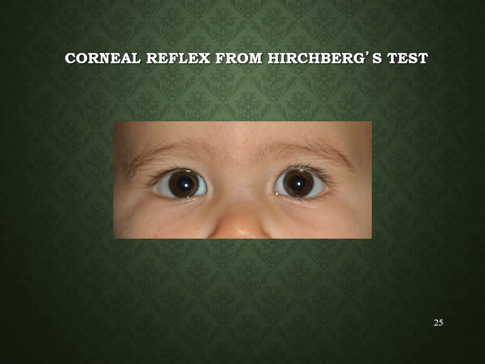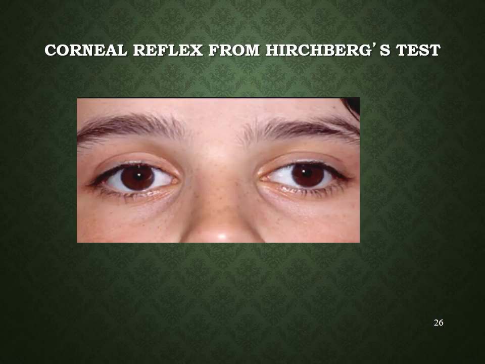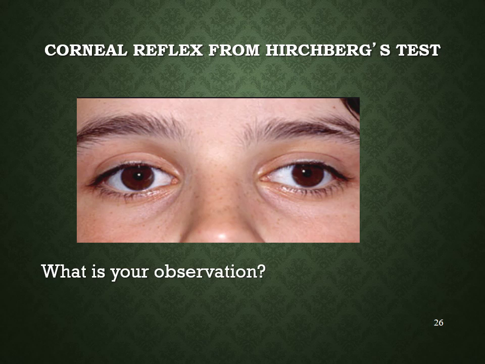This is an example of the corneal reflex from the Hirschberg test. This is what I want you to see when you shine the pen torch in front of your patient. This is another corneal reflex from the Hirschberg test. What is your observation? This is the case of the left small exotropia.